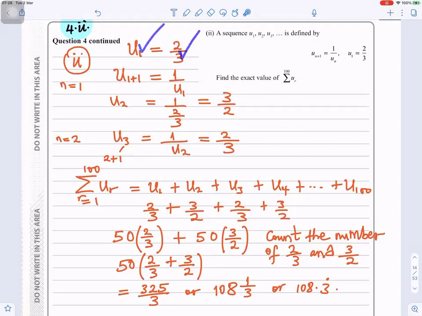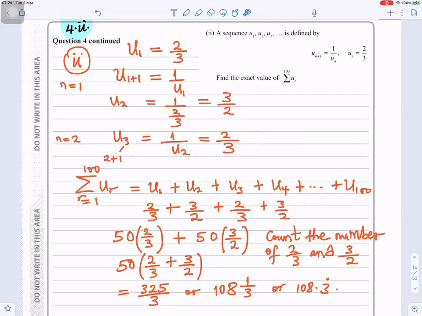U1 is 2 over 3. Now we put n equals 2. So 3 would be 2 plus 1, and it will be 1 over U2. So 1 over 3 over 2 gives you 2 over 3. So we want to find the value from r equals 1 to 100. So it will be U1 plus U2 plus U3 plus U4 up to U100. We can add them: 2 over 3 plus 3 over 2 plus 2 over 3 plus 3 over 2. We can do that until we get to 100.